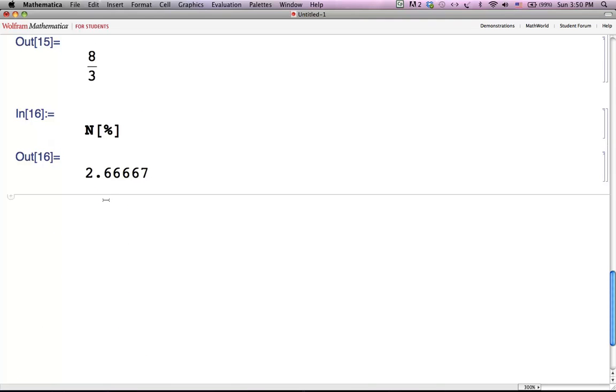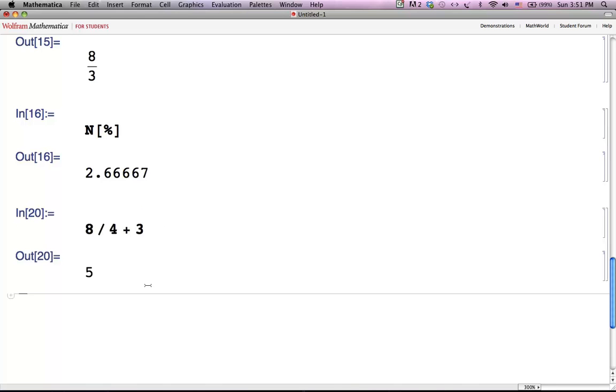Let's see, like a calculator, Mathematica also uses the order of operations while doing arithmetic. So for instance, what if we had 8 divided by 4 plus 3? We know that the order of operations says that we must divide before we add. So our answer should be 5. And it is.